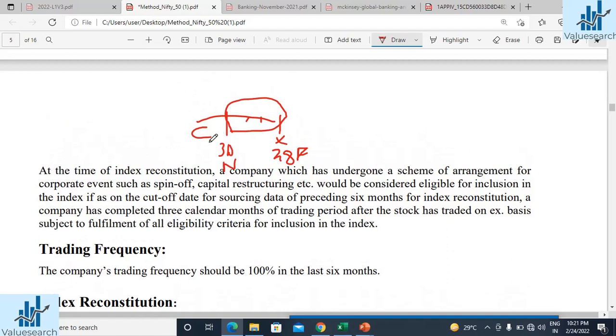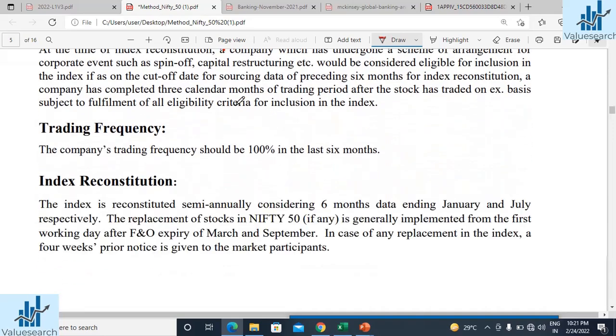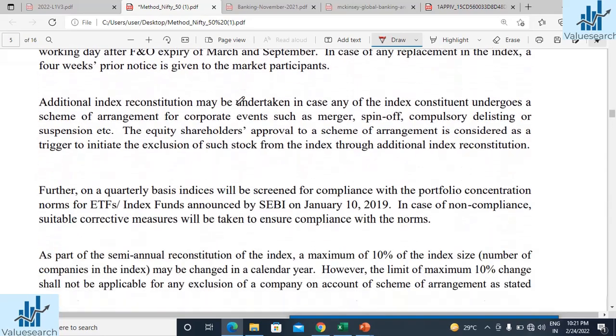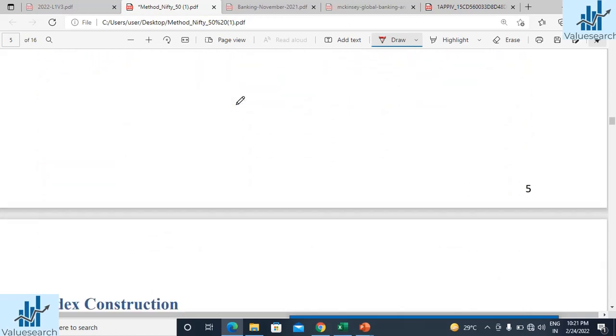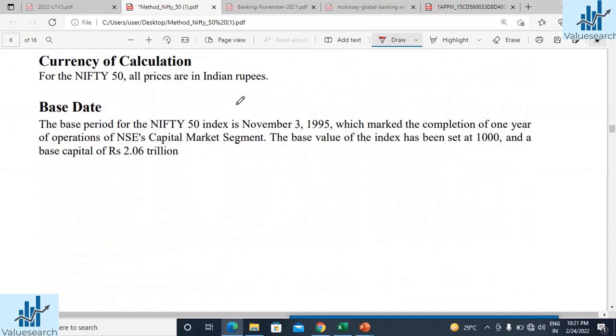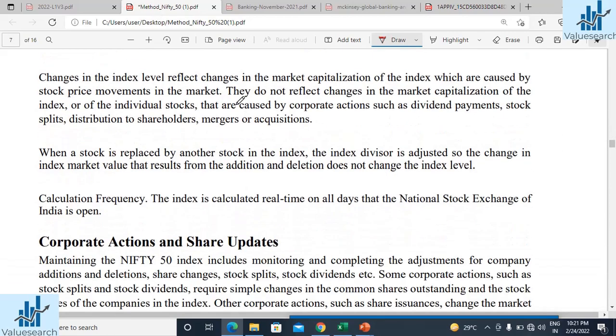So for these companies, they will be allowed a 3 months period, and within this 3 months period, they have to comply with these rules in order to become a part of Nifty 50. So this is the simple basic criteria to become a part of Nifty 50 that I discussed with you. Now I'll be discussing with you how Nifty's price is calculated every moment.